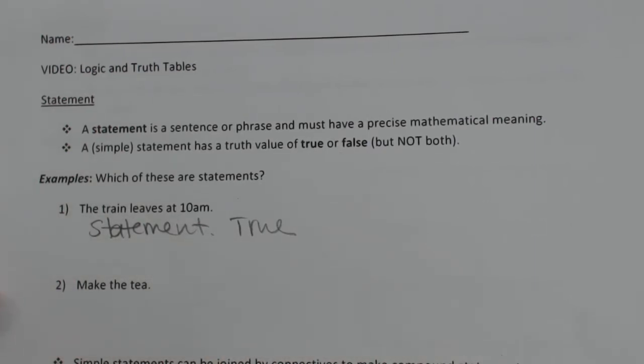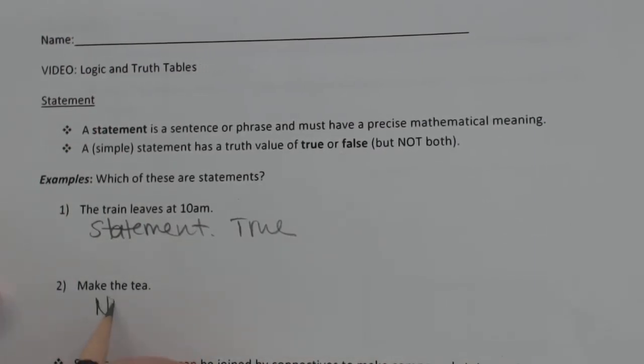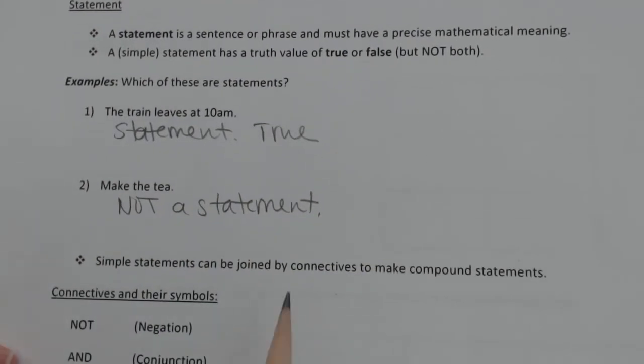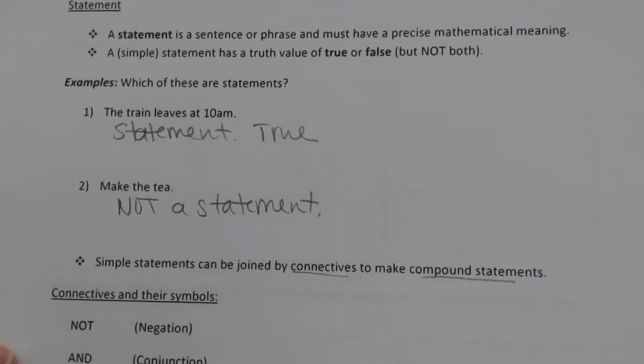The second one, make the tea. Now, make the tea is not a statement because it does not have a truth value of true or false. I'm actually telling you to do something. Make the tea. So there's no true or false value that can be assigned with it. Therefore, it is not a statement. Simple statements can be joined by connectives to make compound statements.